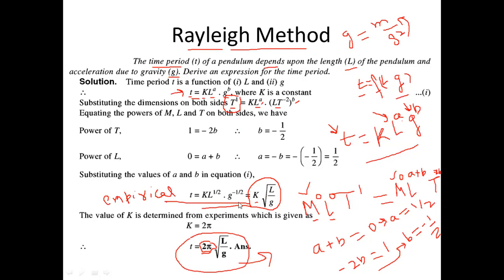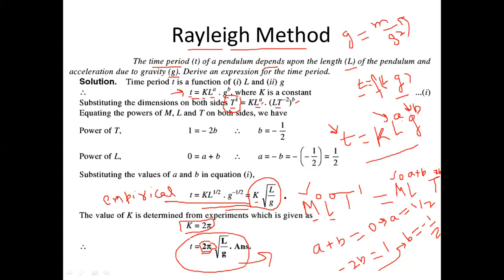We can develop T is equal to K into under root L by G. But what is the value of K? I don't know. And this value of K can be determined experimentally. You can perform experiments on the pendulum, and then you can find that experimentally K is equal to 2 pi. This is not part of Rayleigh's method, but experimentally you can find K equal to 2 pi. Your final answer according to Rayleigh's method is T is equal to K into under root L by G. So that is the final answer.